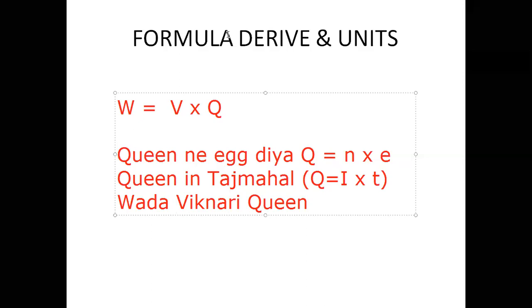ठीक है. Wherever you have written that particular formula, W is equal to VQ, just write down this mnemonic as well. Vada Viknari Queen. लिख लो. Give me input in your chat box. ये लिख लिया क्या? Vada Viknari Queen. Very important to remember the formula. Written? Okay. Yes. Got your input. Chalo. We'll move on now.